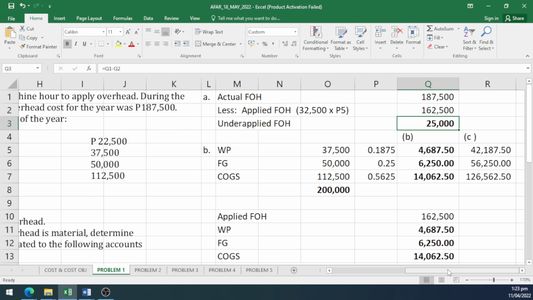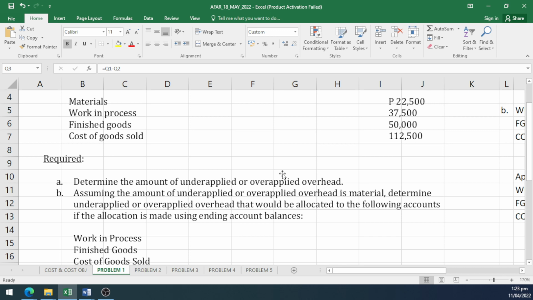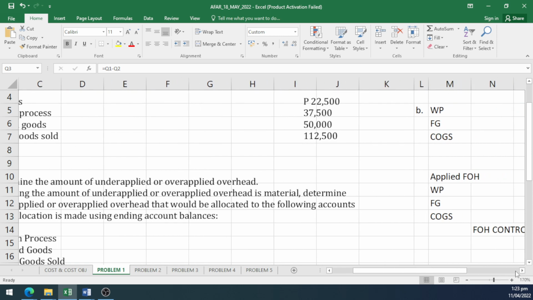Ngayon, paano ang disposition yan? Ulitin ko, pag significant yung amount, yan po ay i-allocate. Sa letter B, assuming allocation method, o di i-allocate natin yan. Let's allocate that. Using the balances, i-allocate sa finished goods, work in process, at saka cost of goods sold. The balances before the disposition of the over or under applied overhead ay mga sumusunod. 37,500, 50,000, and then 112,500.